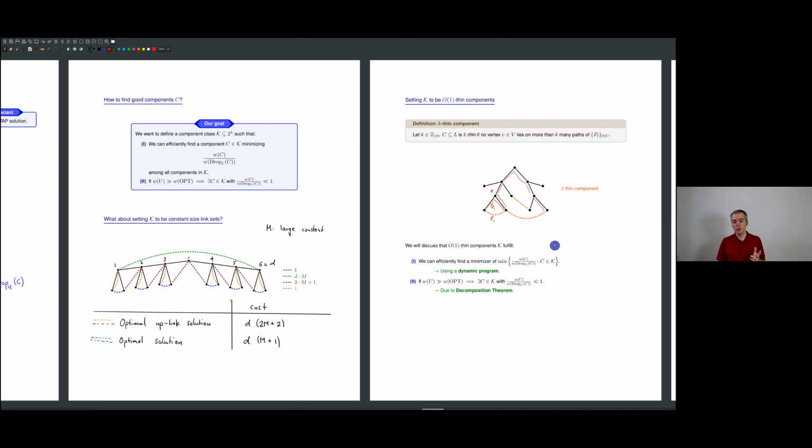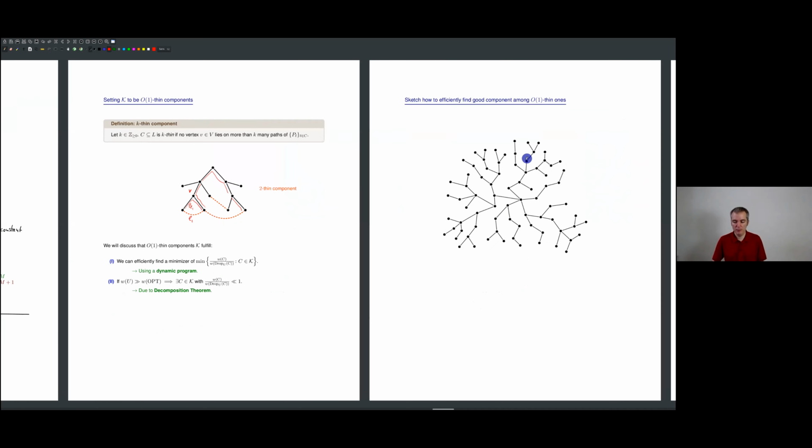The second thing I have to show is that we can actually make progress: if our current uplinks in our solution are way more expensive than opt, then there exists a component in our class with which we can make progress. And this will be shown through that decomposition theorem. So let's go step by step. Let me start with the dynamic program. And again, I just sketch it because, as I explained last time, it would be quite cumbersome to give all the details, but I hope the sketch is good enough that you can fill in the gaps if you want to. And as always, feel free to ask questions if anything is not clear.